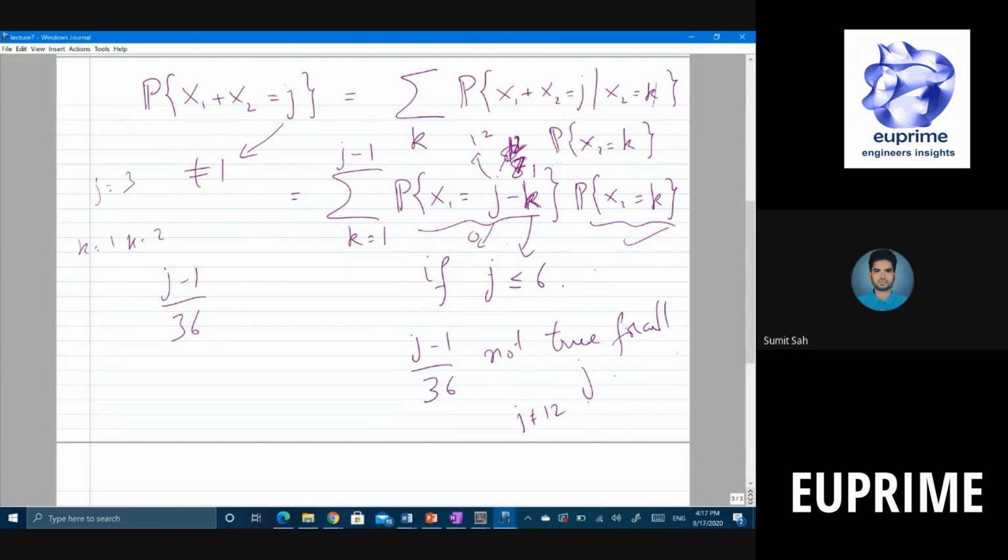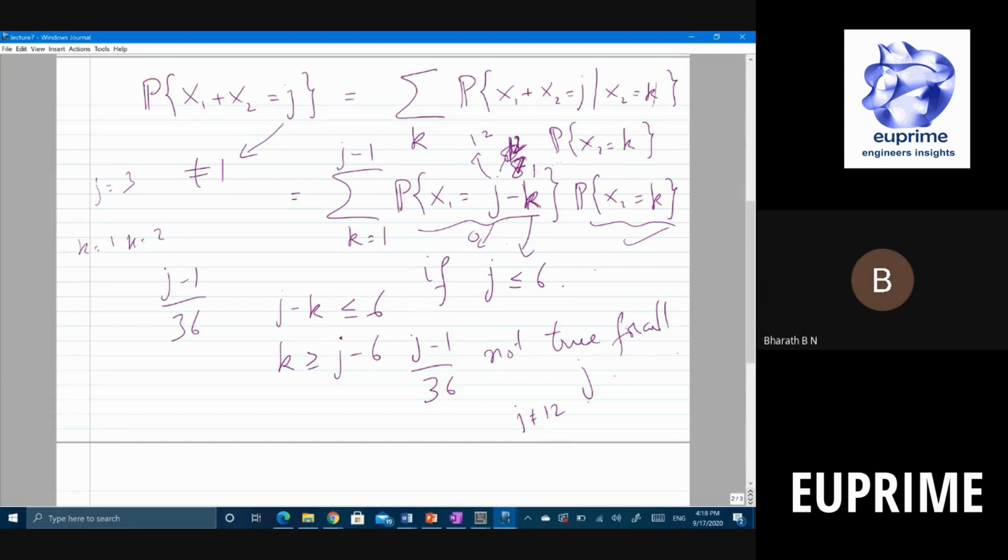Sir, j minus k has to be less than or equal to 6 because this is the probability of x1 being j minus k. So k should be greater than or equal to j minus 6. If we impose this condition, I think it will work. Yeah, so k is greater than or equal to j minus 6.